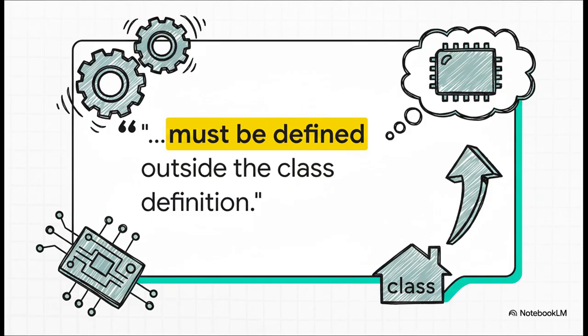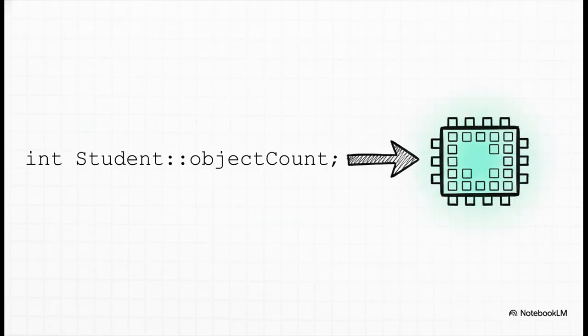Now, listen up, because this next part is super important and a really common gotcha for people learning C++. Our source material nails this. You have to define the static variable outside the class. The declaration inside just tells the compiler, hey, this thing exists. The definition outside is what actually sets aside the memory for it. And this is what that looks like.